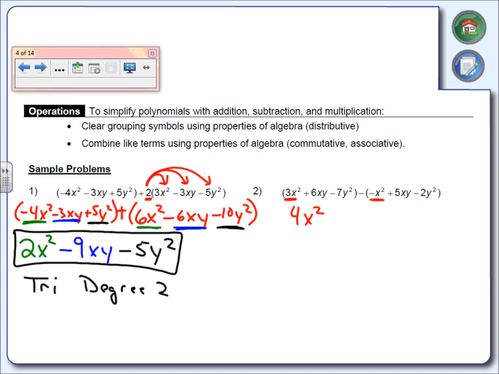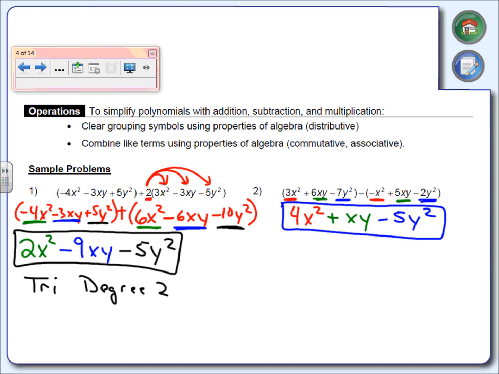Now let's take that 6xy and subtract 5xy. What do you get when you subtract those? xy. 1xy. Now, we could put the 1, but it's not necessary. So xy is what we get. Now let me take the y squares. Negative 7y squared minus a negative 2y squared. What's a negative 7 minus a negative 2? Minus 5y squared. And since there are no other like terms, we're done with that. We can stop.